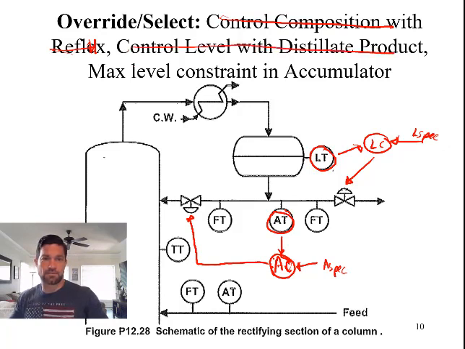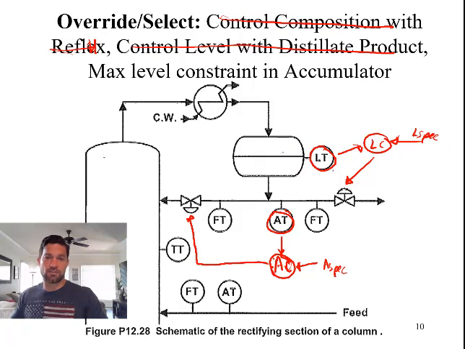Okay, got that. So finally, I need a max level constraint in the accumulator. If this accumulator is filling up all the way, that means this valve is all the way open. So I can't override this loop because that's what I'm using to control the level. I can only override this loop over here, the reflux. So if this fills up all the way, what I need to do is further open this valve in order to send more to the system. So what that means is that there's a minimum flow of this reflux to go back here to keep this from filling up. All right, so let's look at how to integrate that.